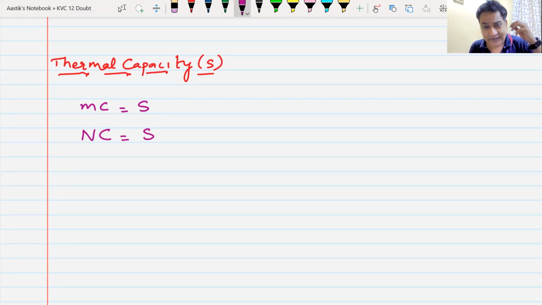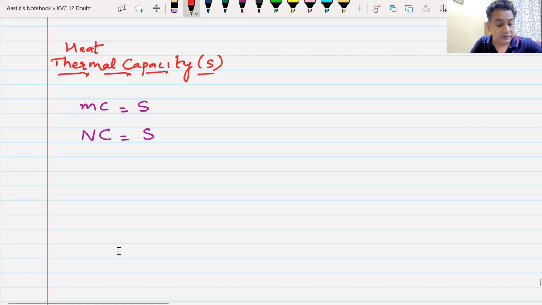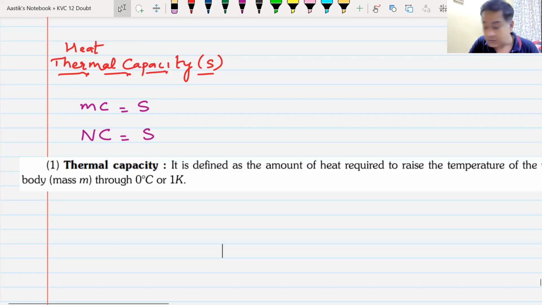Sometimes people also call it heat capacity. So remember this term, thermal capacity or heat capacity, is defined in this way. If you want to have a definition, this is the definition. If you want to note, you can note it. Definition doesn't matter. What matters is that you understand at this point in time how you are going to use it in exam. This is thermal capacity.